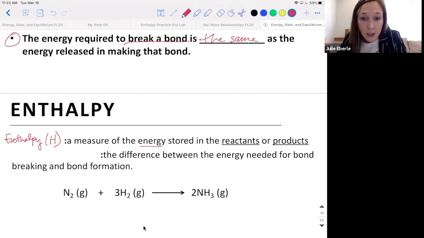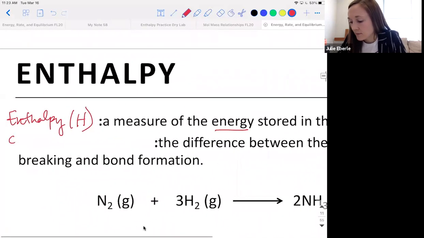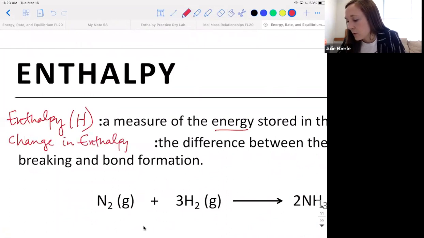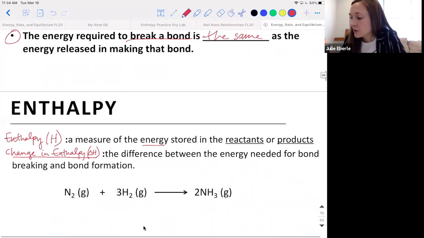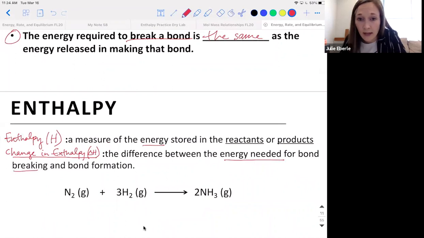And if you have a whole chemical reaction and not just a single molecule, you can measure what we call the change in enthalpy. We abbreviate this as delta H, the Greek symbol delta. That is change in enthalpy, and this is for an entire chemical reaction. You can measure the enthalpy just for any molecule or any bond, but change in enthalpy is for a whole chemical reaction where you have reactants and products. That's the difference between the energy needed for breaking all the bonds on the reactant side, remember, this is for your reactants, and bond formation, when you make your products.